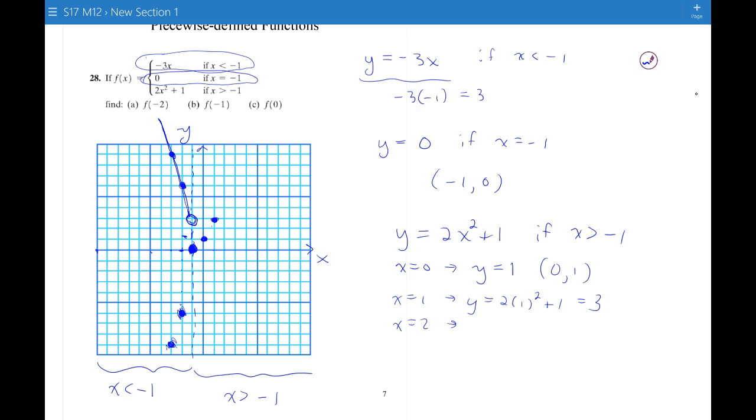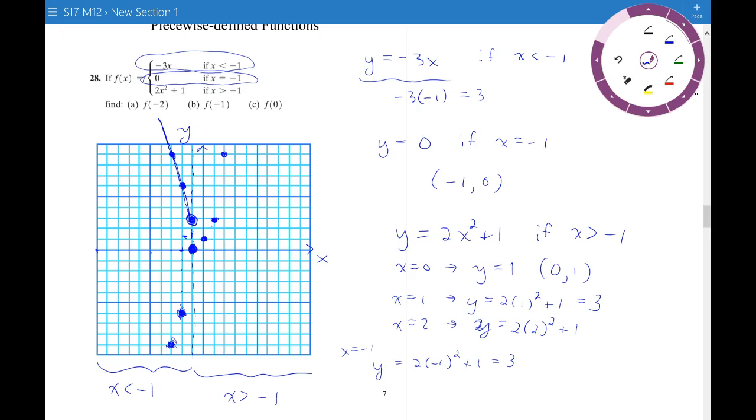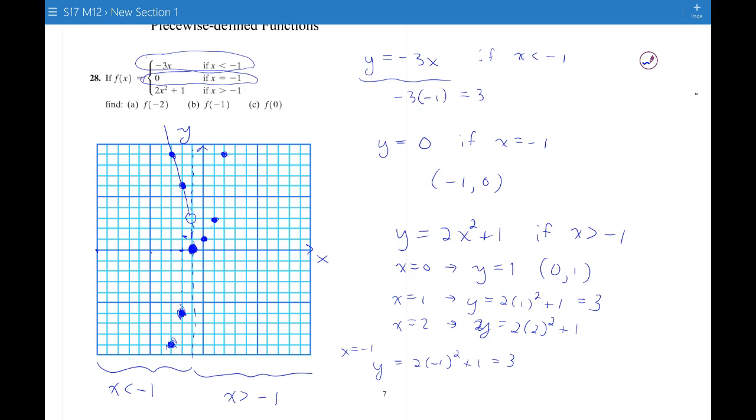And let's just do another one so we get a good shape. When x is 2, y equals 2 times 2 squared plus 1, or 9. So this is a parabola. And if x could be negative 1, y would be 2 times negative 1 squared plus 1, which would be 3. So that would be this dot right here. So it actually would be filled in that case, but it's not. So I need to take away that part and make it back to an open circle. Here's this line. Then the open circle goes to the parabola on this side.